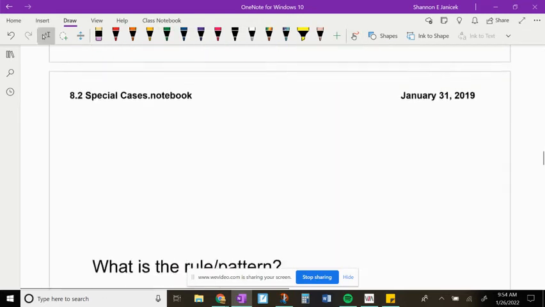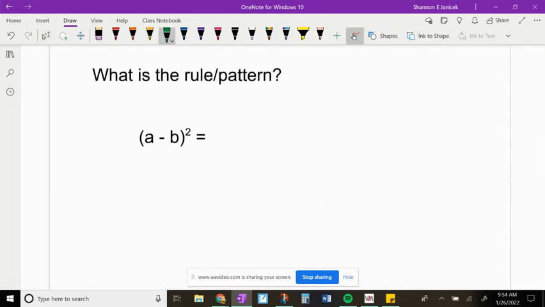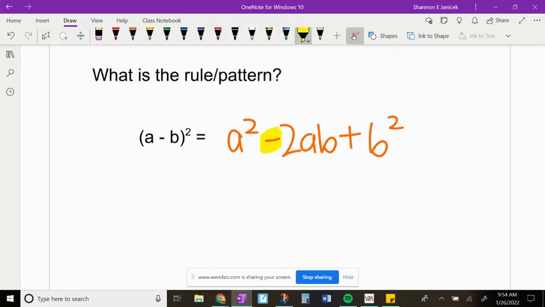So it's not too much different. We just have a negative sign in there now. So this would be a squared minus 2 times a times b plus b squared. The only key difference is our middle term is going to be negative, but our outer term is going to be positive because we are multiplying two negatives together, but adding two negatives.